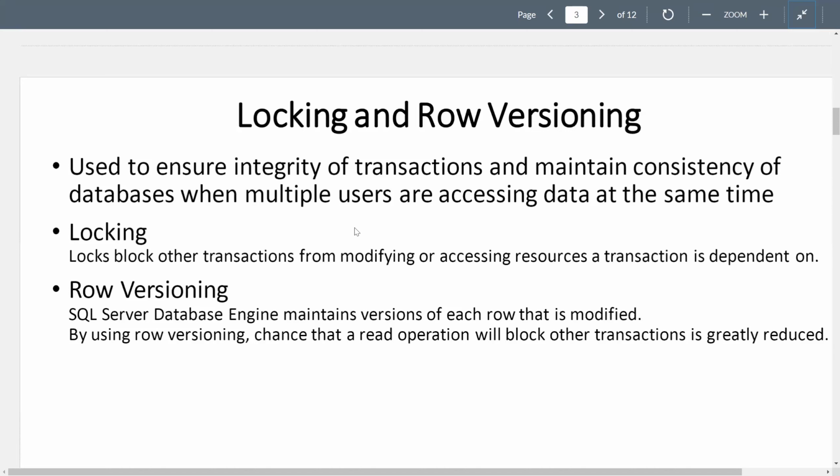And in order to maintain the data integrity and the data consistency, we usually implement measures to protect our data when the data is being changed. Locking is commonly used. Row versioning is also commonly used. So let's look at them in a little bit more details.